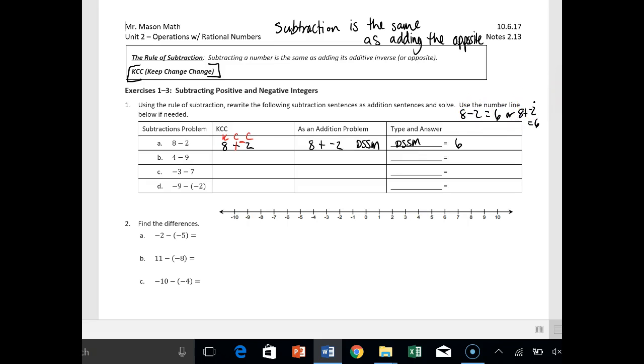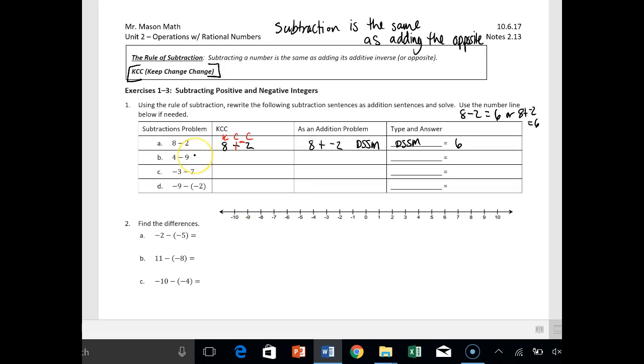Now you're going to want to get used to adding the opposite so you don't get confused with, is that a minus sign or is that a negative sign? Our rule from now on is every time we see a subtraction sign, we will change it to plus the opposite. So plus a positive or plus a negative.